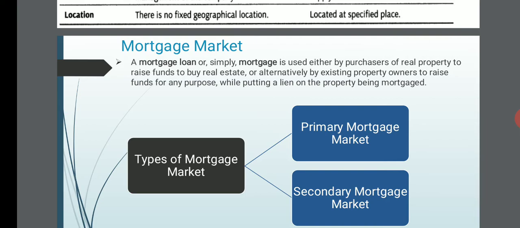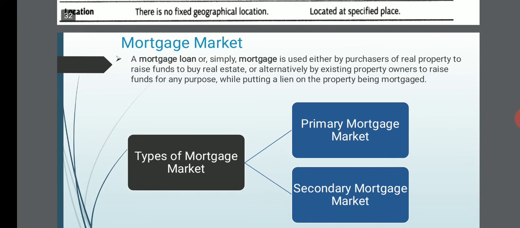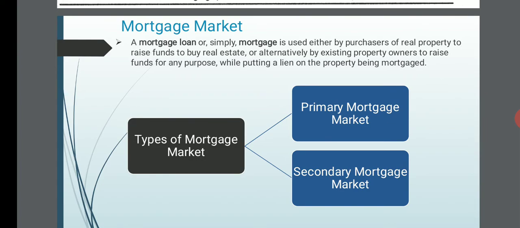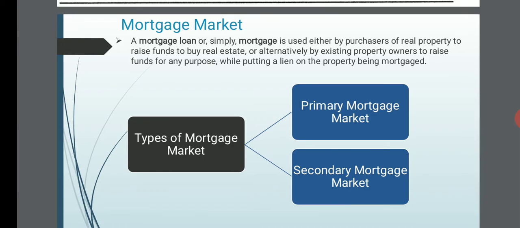A mortgage loan, or simply mortgage, is used either by purchasers of real estate to raise funds to buy real estate, or alternatively by existing property owners to raise funds for any purpose while putting a lien on the property being mortgaged. It is actually a fund which is required to buy any property or real estate. The types of mortgage market are the primary mortgage market and the secondary mortgage market. The primary mortgage market is where securities are issued for the first time, backed by the real estate. In the secondary market, the already issued securities are traded.